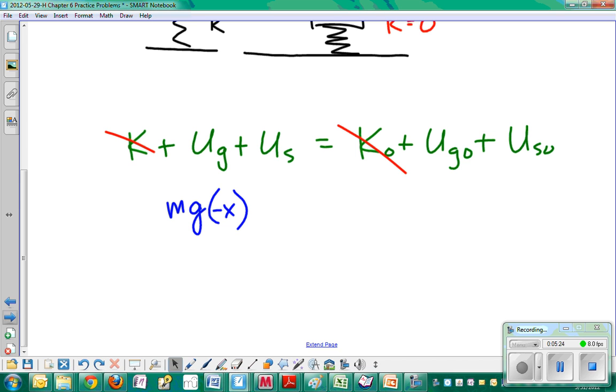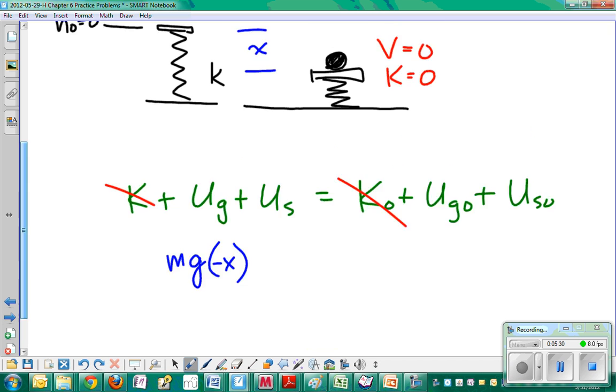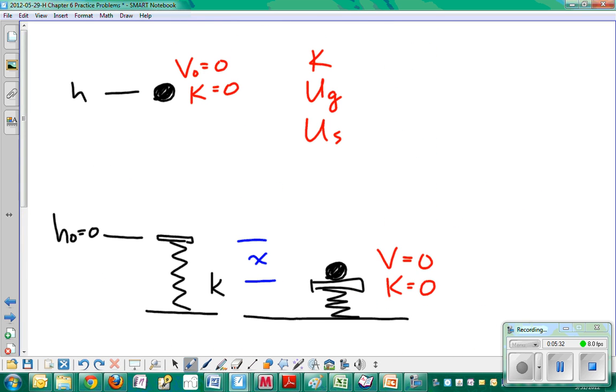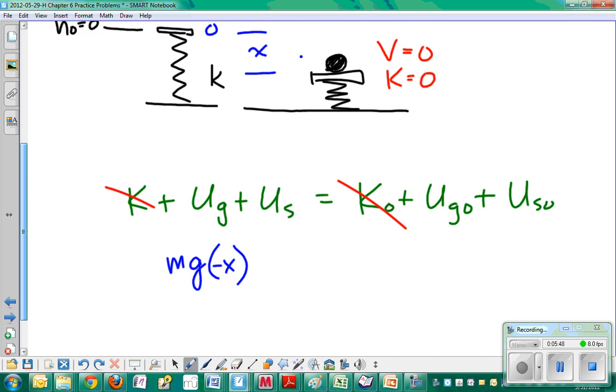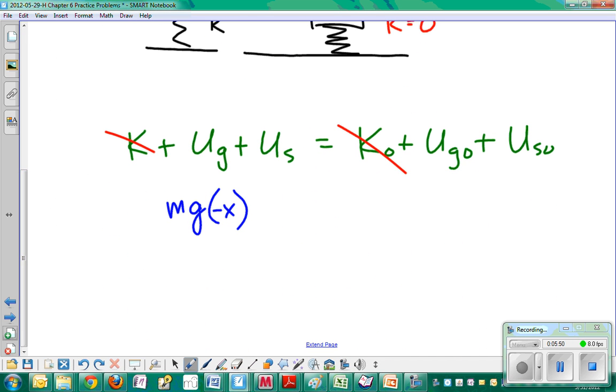What is the final gravitational energy? If it would have been at 0, it would have been 0, right? So at the top here, it's mgh. Here, it would be 0. And down here, it's mg negative h. We actually have negative potential energy. It's a weird thing, but it's a function of where we take our 0 gravitational energy to be. All right, so we've got mg negative x plus, what's the spring energy going to be?